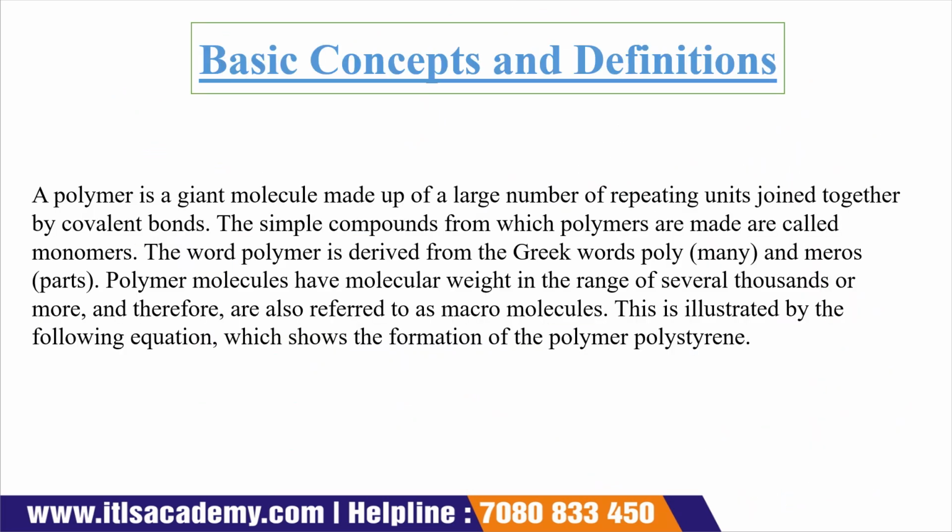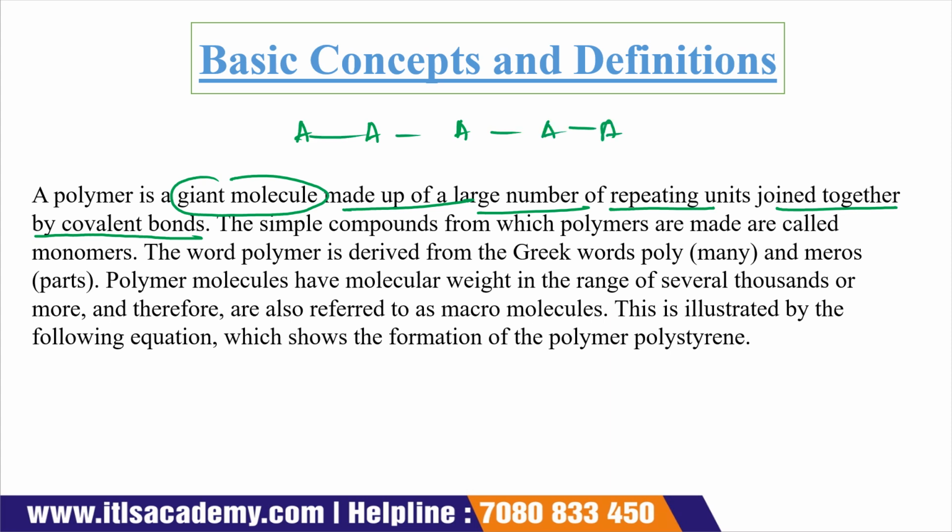First of all, we have to know the basic concept or the definition of polymers. A polymer is a giant molecule which is made up of a large number of repeating units joined together by a covalent bond. Suppose this is your repeating monomer, A. Now these A's are joined together, and these bonds are called covalent bonds.